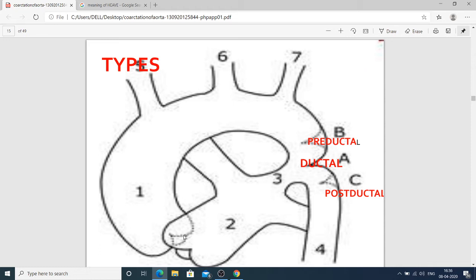Then next is types of coarctation of aorta. First one is preductal, and second one is postductal. What do you mean by preductal? Preductal means there is constriction of the aorta between the left subclavian artery and ductus arteriosus, and postductal means there is constriction at or distal to the ductus arteriosus.